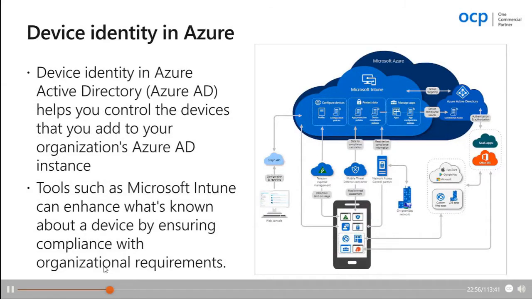So device identity in Azure is also another way to protect our identities. And we can use applications like endpoint protection, or Intune, that can enhance the way that you know that the device is registered in your organization following the organizational requirements.